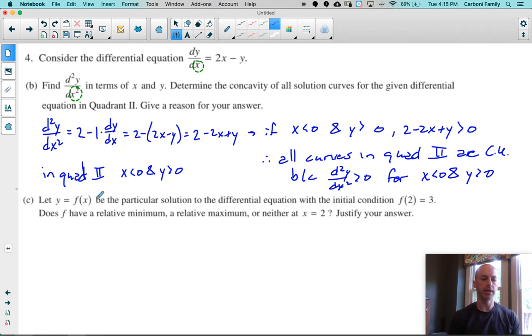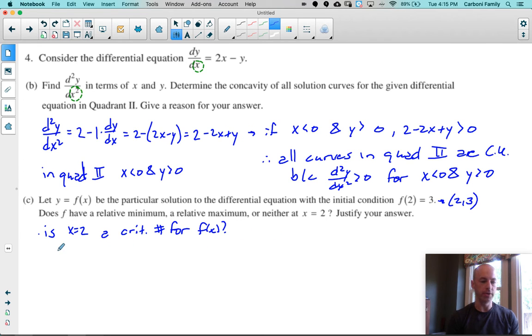So part C, f is a particular solution with the initial condition f of 2 equals 3. So we have an ordered pair 2, 3 that satisfies one particular solution. Does f have a relative minimum, maximum, or neither, and justify your answer? So in order to have a relative min, max, or neither, the first question is whether x equals 2 is or is not a critical number. So is x equals 2 a critical number for the solution f of x? Because if it's not a critical number, then you don't have a max or min. You don't have to go any further.